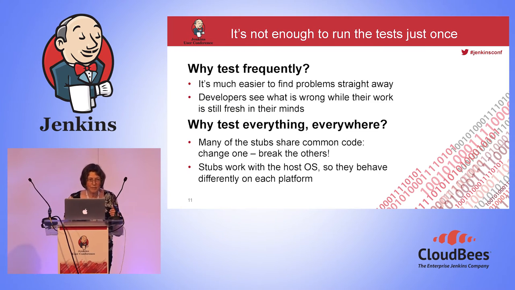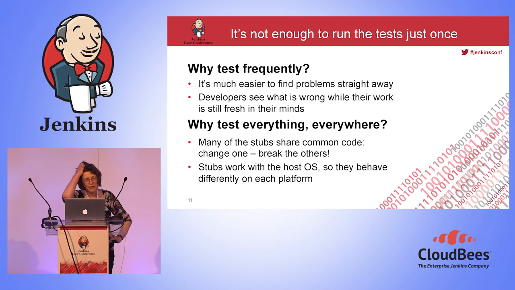So this, I hope, is not news to anybody. It's a Jenkins conference. We have a release cycle. As I said, we are fairly traditional. We don't release our software continuously, but it is hopeless doing all the testing just at the end of the release cycle. You don't find the problems easily. People made a mistake 6 weeks ago. They've forgotten what they did. They've broken something.